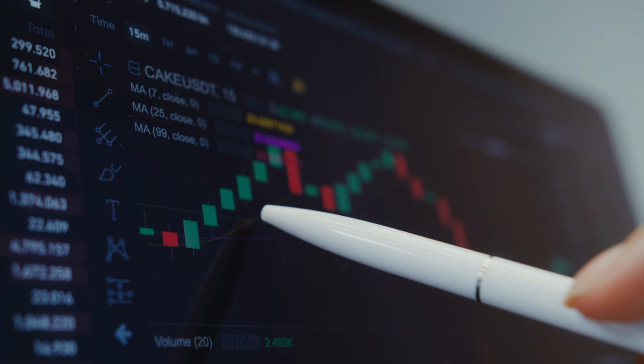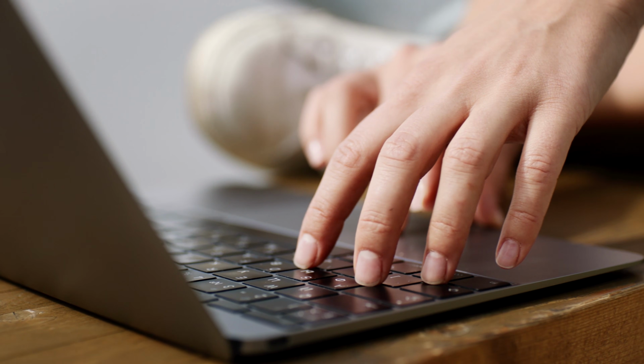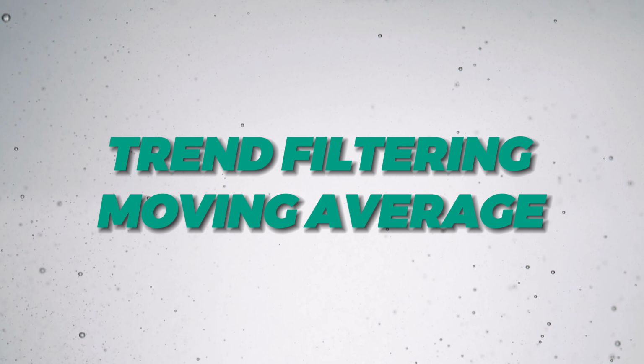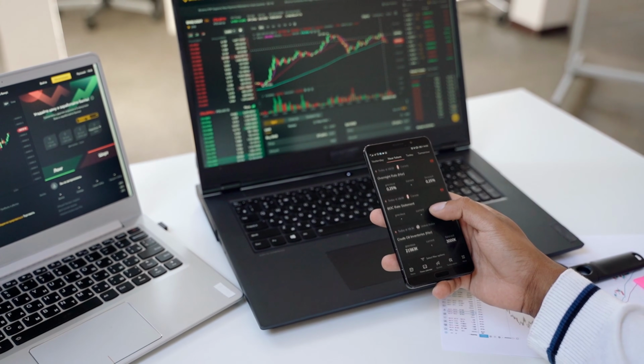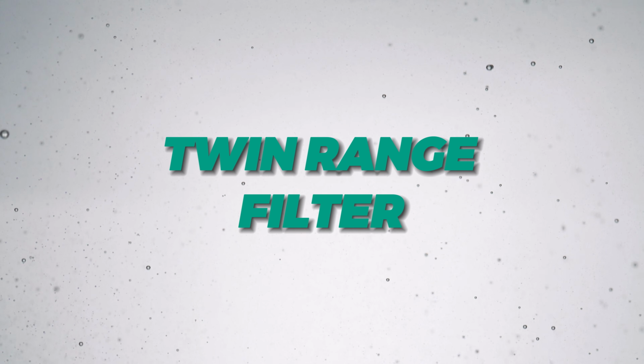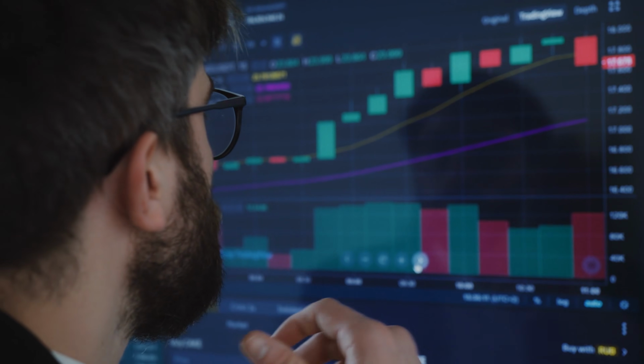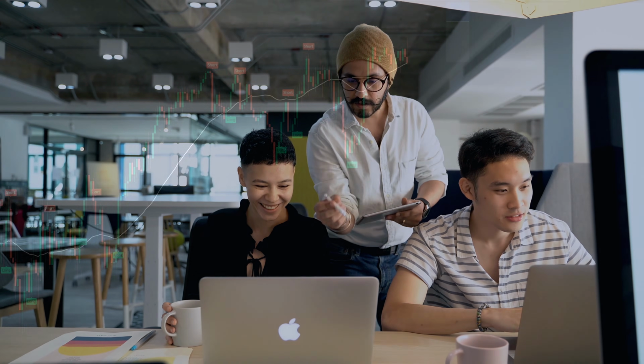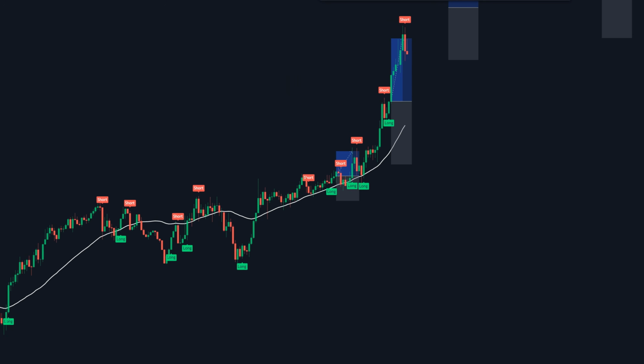I recently discovered a super interesting indicator on TradingView, so I decided to combine it with two more indicators. One is a trend filtering moving average, and another is a buy-sell indicator called Twin Range Filter. After combining the three indicators, I decided to take random trades using a simple strategy that I developed. These are those trades.